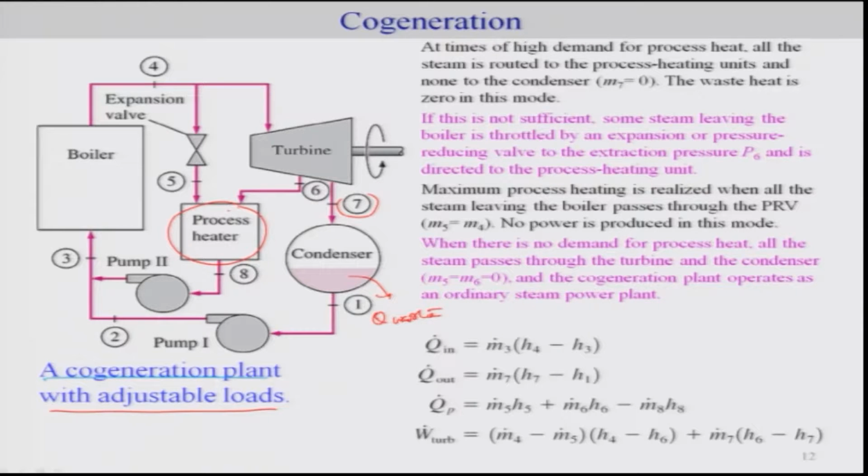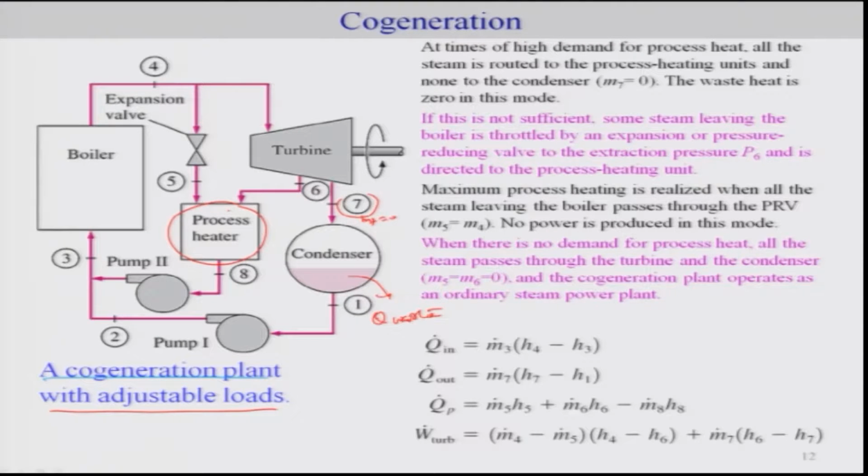Okay. So, of course it goes to the pump, which has different pressures at 8 and 1. Now, you can clearly see how this can be very useful. For example, at very high demand of process heat, you directly pass this completely to your process heater, which means you make this M7 to be 0.